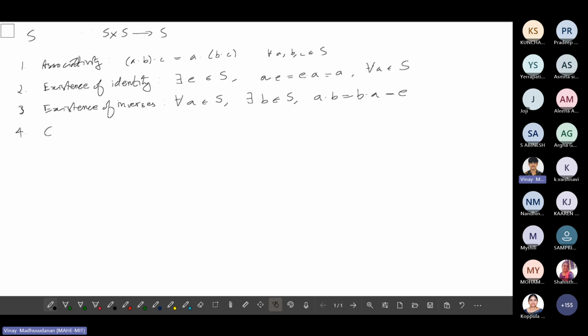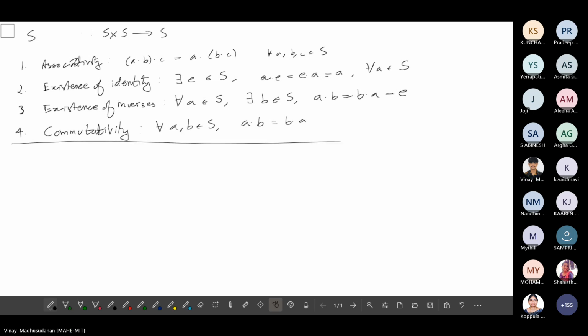Okay, fourth one, again a possible property only. Commutativity, that is for all A, B in S, A dot B is equal to B dot A. Okay, now these are possible properties or possible axioms that our mathematical structure which we define may satisfy. Okay, by the way, if it is just this much, I think this is not in the notes.